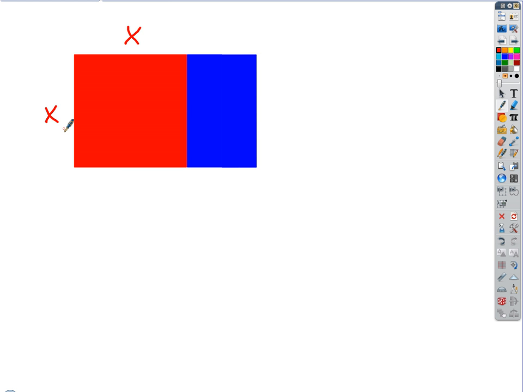Now, what about b times x? What kind of area would that represent? That'd be a rectangle, right? With one side length b and one side length x, right? So isn't the blue area up here?